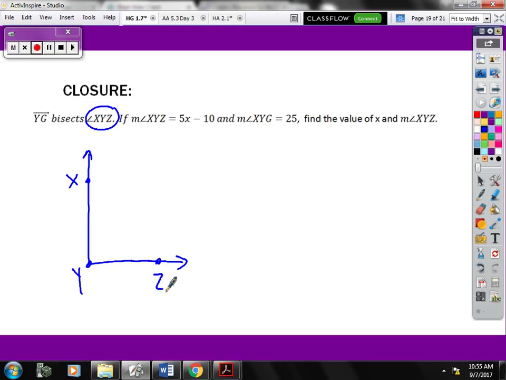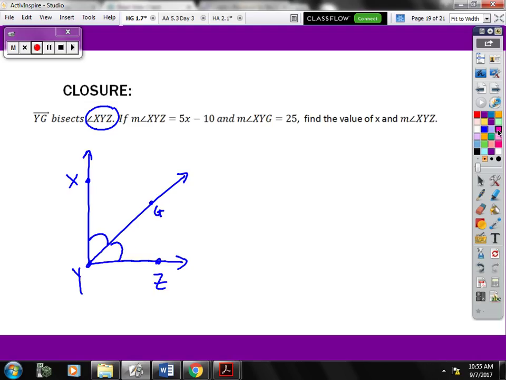The whole back of your homework is like this. You need to draw a picture when they don't give you one. So it says ray YG bisects angle XYZ. So I drew XYZ, which kind of looks like 90, but it's not. Then I'm going to draw ray YG going through the middle. Remember, bisects means cut into two congruent parts. So we mark it.